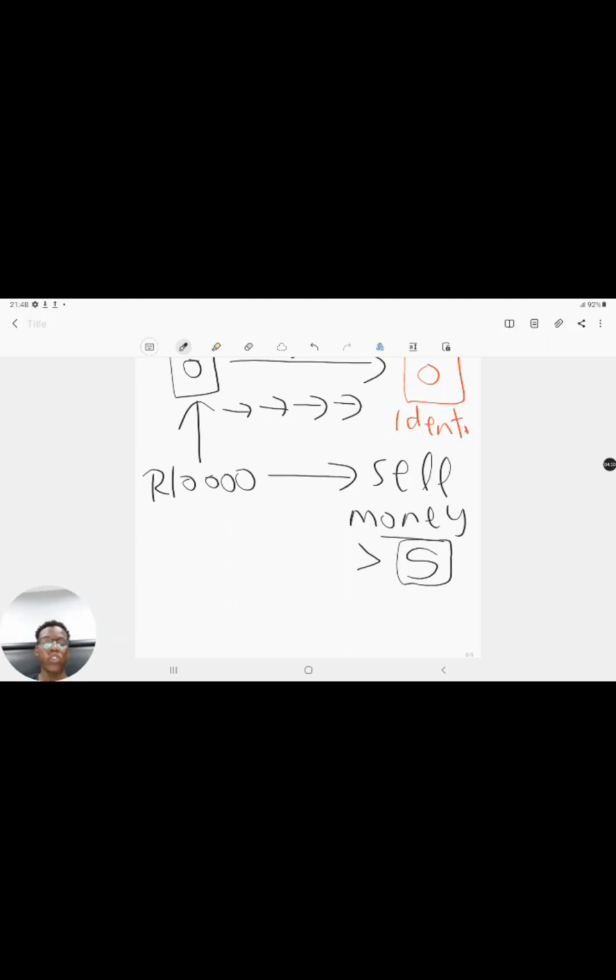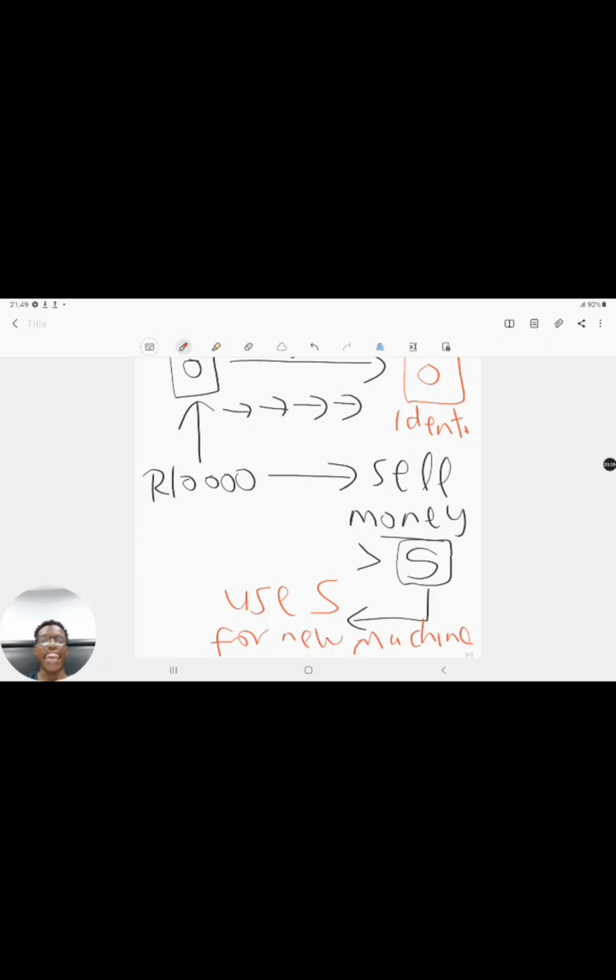Now, you want to use that amount of money S to fund your new machine, that machine there that I drew in red. You want to use S to get that new washing machine.